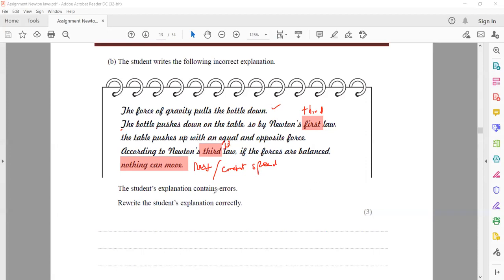So we have to identify the three errors. That's why it is of 3 marks. So 1 mark is for replacing first with third, 1 mark is for replacing third with first, and the last mark is for mentioning that nothing can move should not be there. It is, the object can move, but it can move with a constant speed.